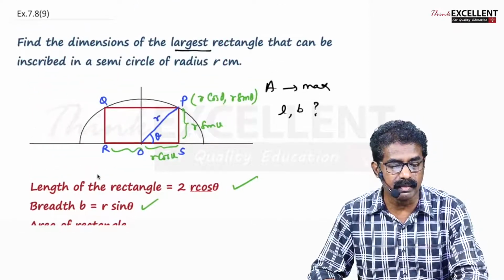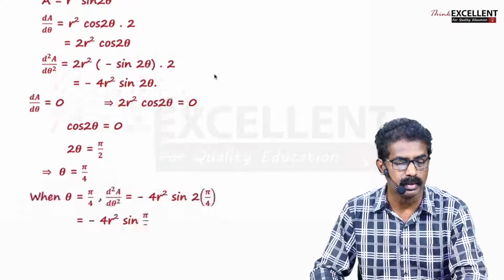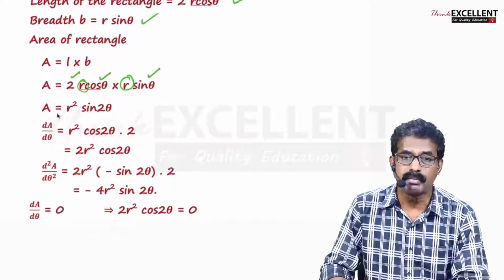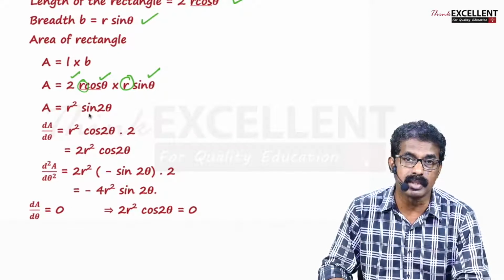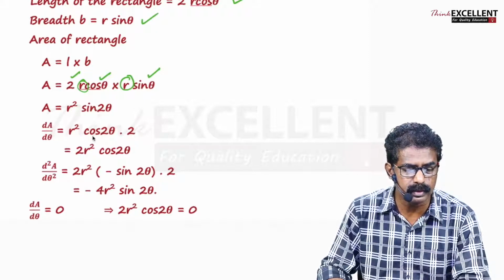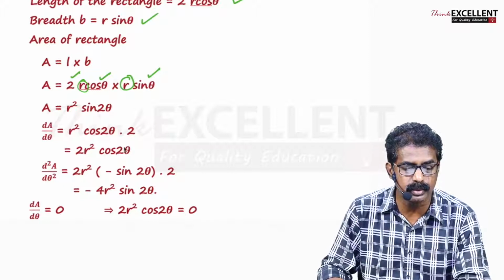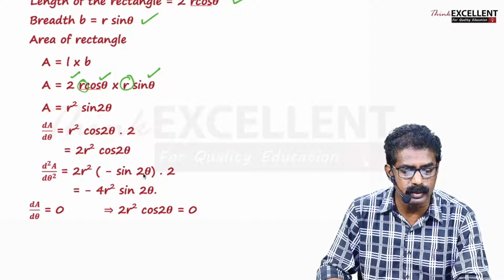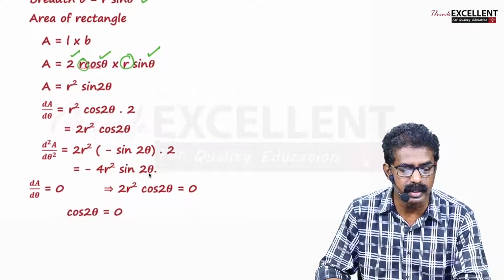r is the given radius, okay, of radius r centimeter, is a fixed one. So differentiate. dA by d theta is r square into sin derivative cos. So sin 2 theta derivative cos 2 theta into 2. So 2r square cos 2 theta. Second derivative: 2r square as it is, cos 2 theta derivative minus sin 2 theta into 2, right? So minus 4r square into sin 2 theta.